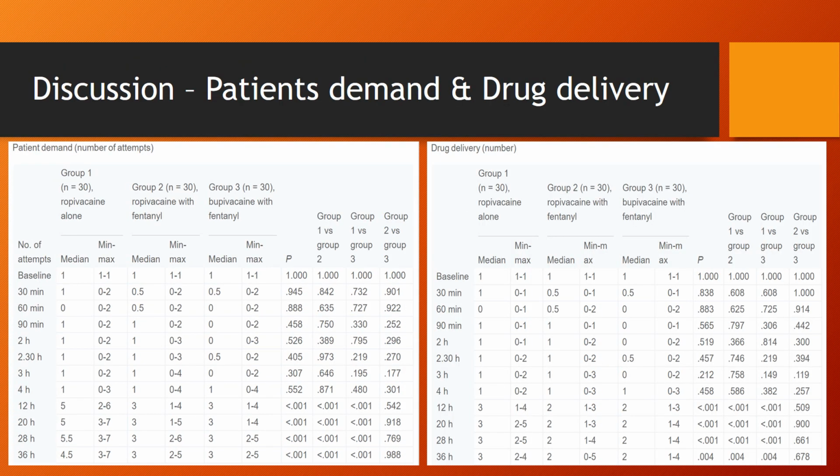When we look at the table on patient demand and drug delivery, we can see that after 12 hours postoperatively, the patients in the ropivacaine alone group required a greater frequency of rescue analgesia than the other two groups, ropivacaine with fentanyl and bupivacaine with fentanyl. They also had an increased number of drug deliveries. So we can see that the addition of fentanyl to ropivacaine improved the quality of analgesia, and it was found to be superior to plain ropivacaine.